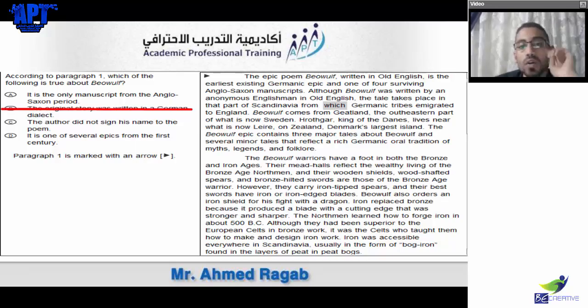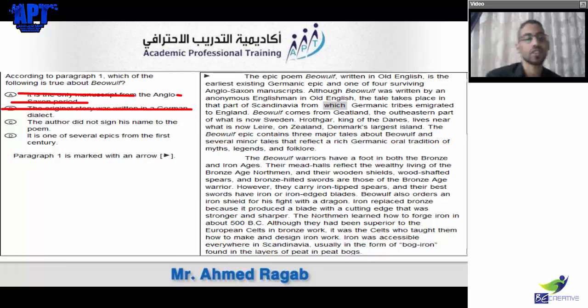Now here, one of the 4 surviving Anglo-Saxon manuscripts, so it's not the only one, it's 1 of 4. Now we have the option: one of several epics from the 1st century. So let's read here. The story takes place in the Scandinavian part from which Germanic tribes immigrated to England. Beowulf comes from Geatland, the southeastern part of what is now Sweden. It reflects Germanic traditions of myth and legend, with three major tales, so one of several epics.